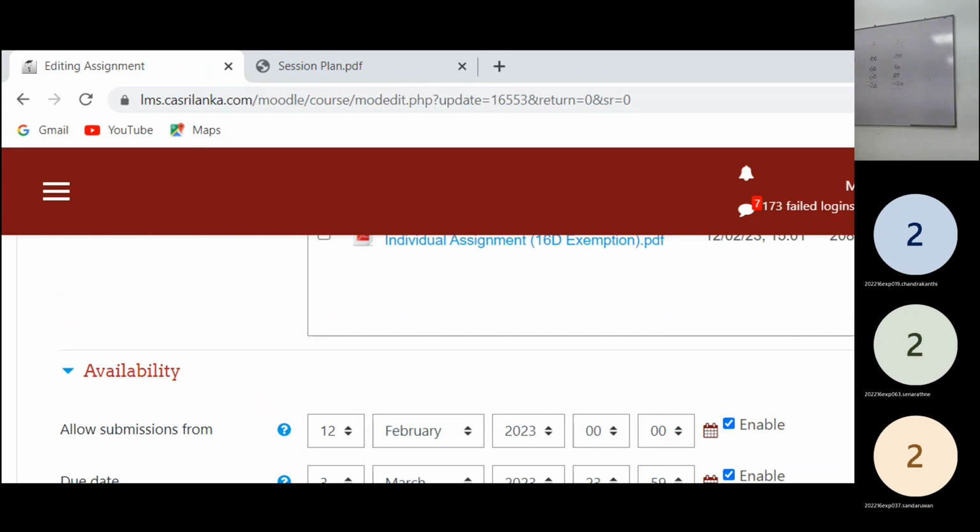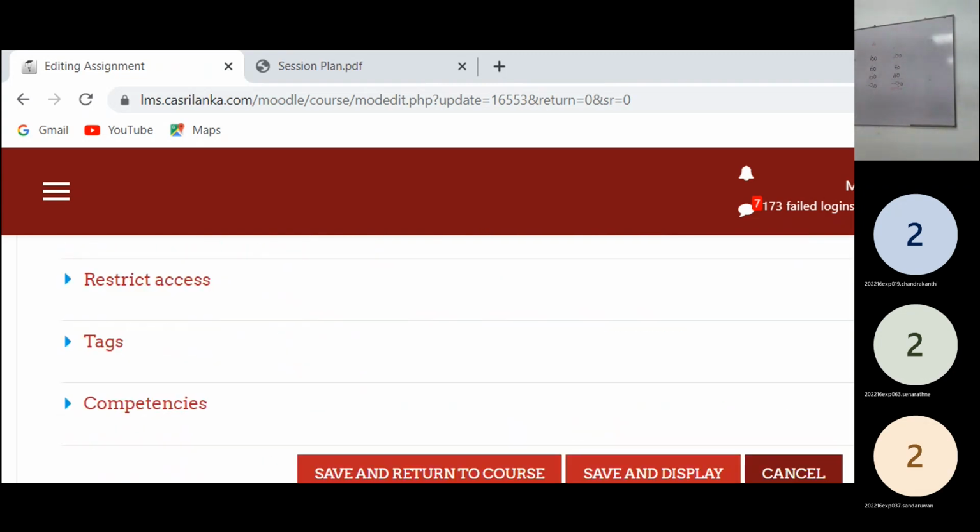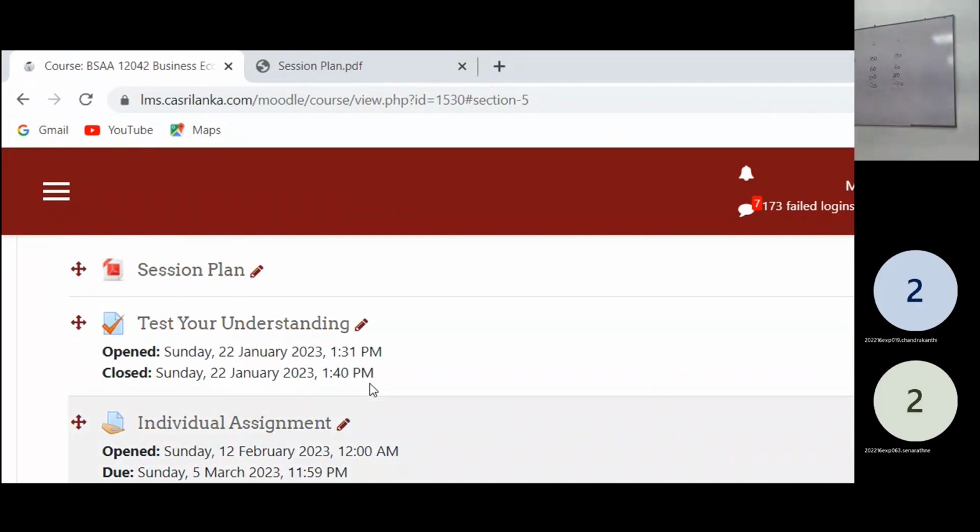I have mentioned 5th of March, no? So I have made the correction.